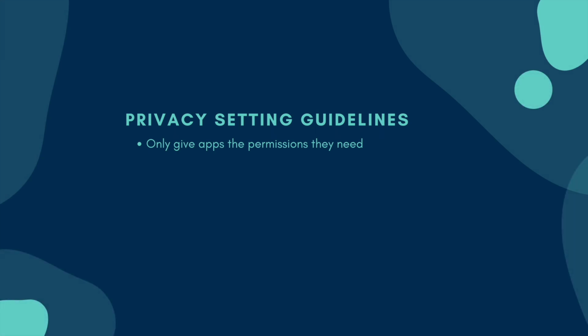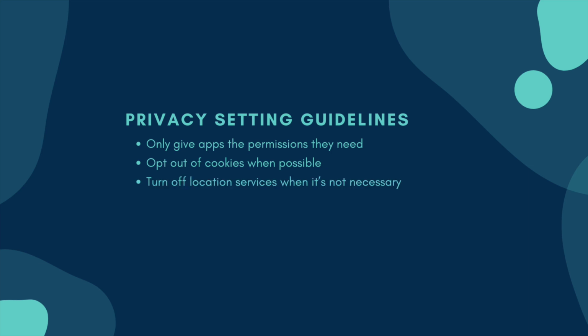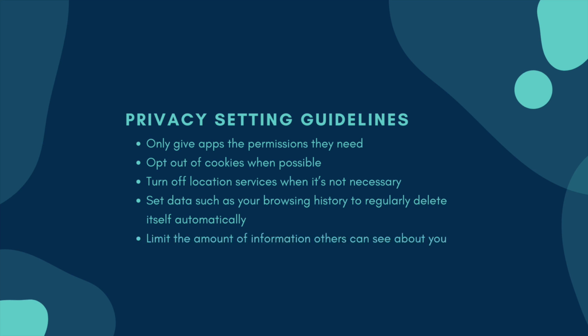In general, you should only give apps the permissions they need. Opt out of cookies when possible. Turn off location services when it's not necessary. Set data, such as your browsing history, to regularly delete itself automatically, and limit the amount of information others can see about you. For example, if you have the option to keep your birthday private, do so.